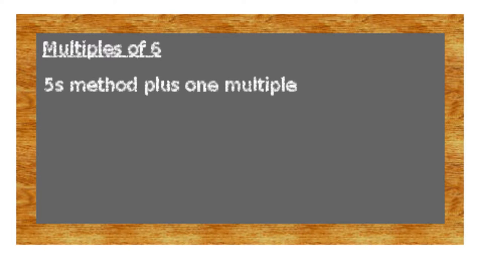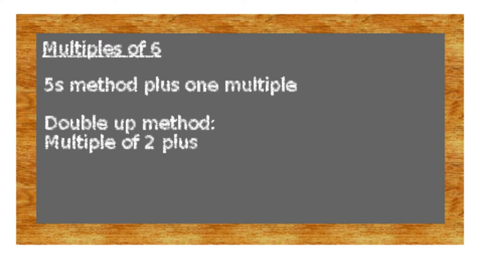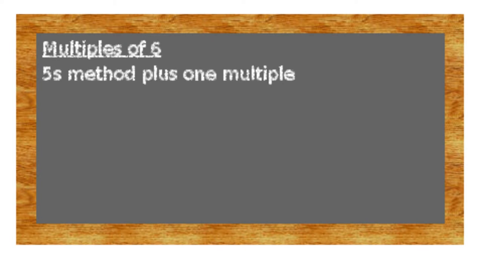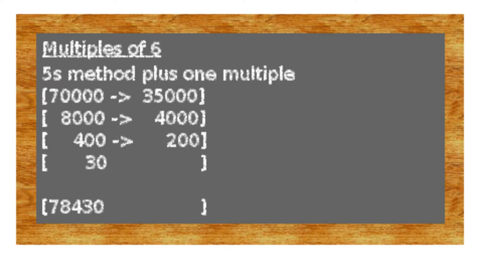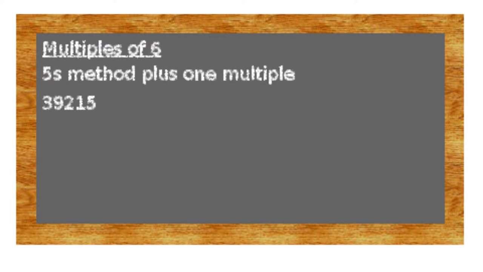Calculating multiples of 6s has two approaches, one of which is the 5s method plus one multiple, the other of which is the double up method again, but instead re-adding the multiple of 2 to the multiple of 4. So let's do the 5s method plus 1 approach. Take a number, transfer the zeros, halve it to get the 5s multiple, then add one of the original number, which gives you the 6 multiple of the number.